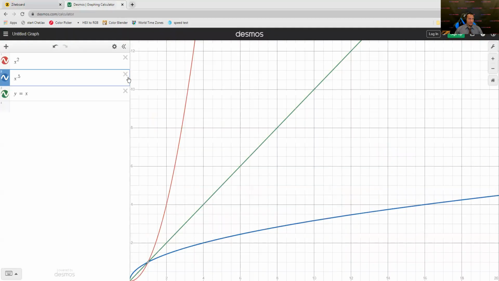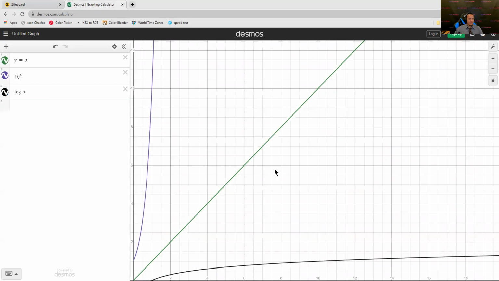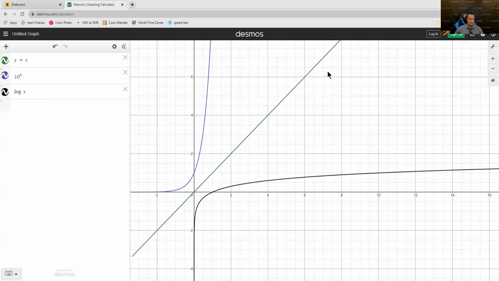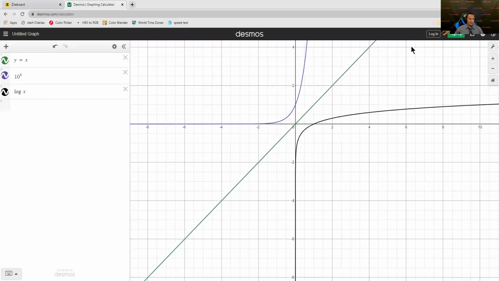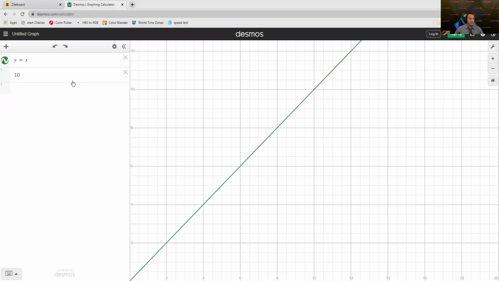We can take a look at the graphs over here. Let's say that I have 10 to the x, and here I have log of x. And you can see they're mirror images, okay? And this time they really are mirror images. But in my other one, let's see.